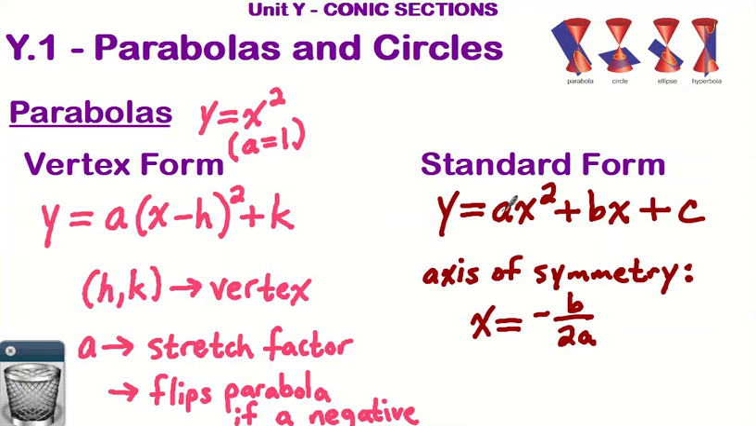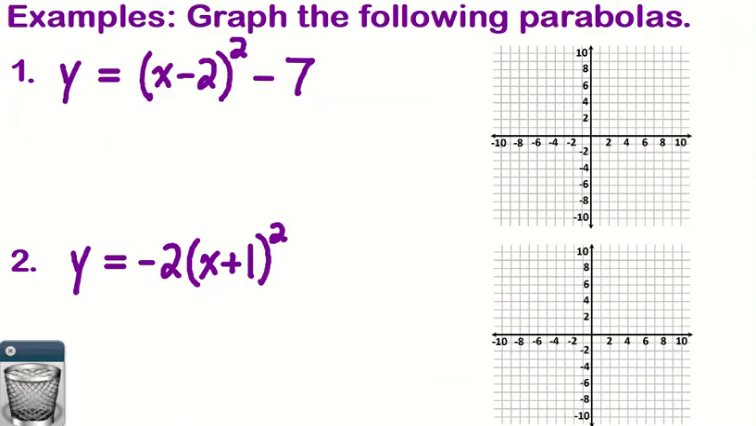But if you're given standard form, then you need that x equals negative b over 2a, and that gets you on your way to drawing your graph. But let's see that in action. Couple examples. Graph the following parabolas.